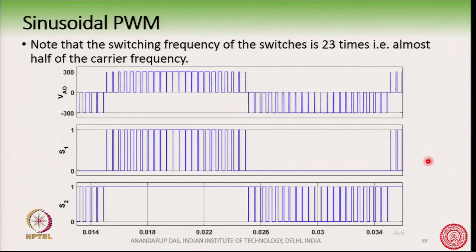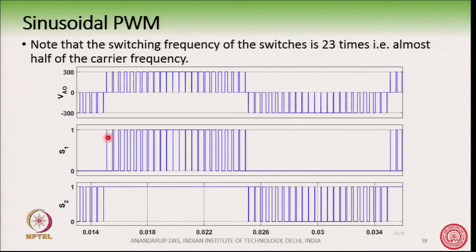So, this is the advantage. We have a switch S1, and the voltage rating of switch S1 is half the DC link, and it is also switching at almost half the carrier frequency, right. So, you see the advantage of S1. Similarly, S2 will also be switching around 23 times, that is half the carrier frequency. However, note that there is a difference in the pattern of S1 and S2.